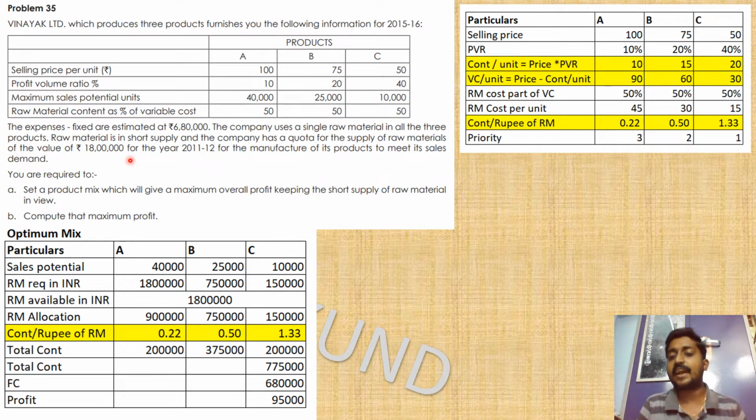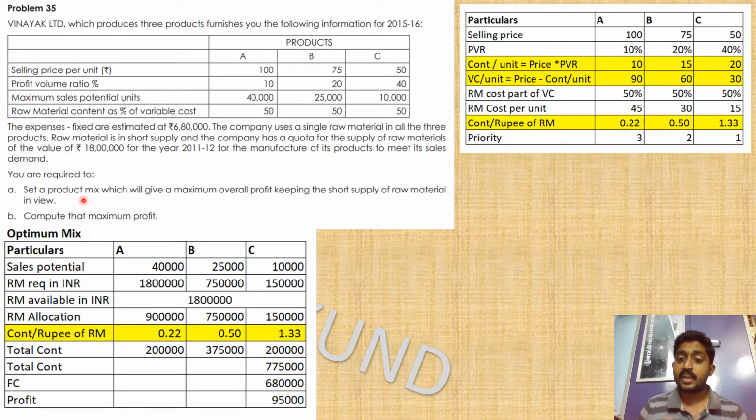With this 18 lakhs of raw material, they want to produce A, B and C and make maximum profit. So that will be the aim. Let's read the question further. Set the product mix which will give the maximum overall profit, keeping the short supply of raw material in view. So maximum profit is our aim, but raw material is in short supply.